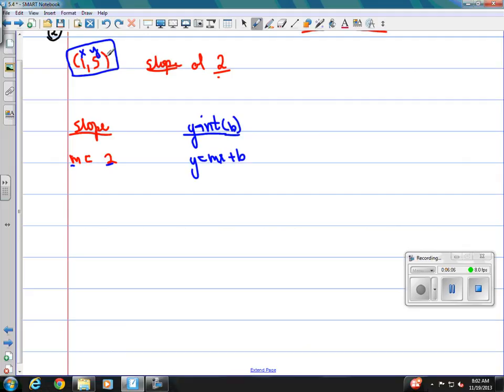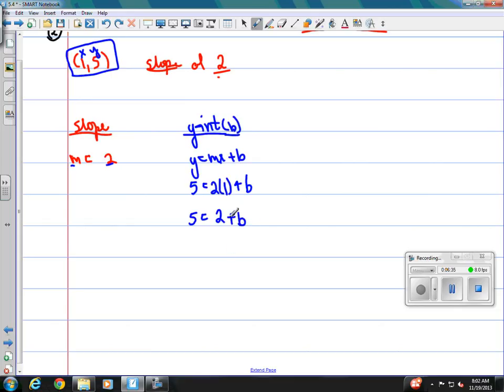Okay? So down here, we're just going to substitute. So we say y is 5 equals m is over here, 2. And if they're side by side, that means they're being multiplied. So 2 times, then x is up here, 1. I drop down my plus b. Now we're going to solve for b. So the first thing we have to do is simplify. So 2 times 1. So 5 equals 2 times 1 is 2 plus b.